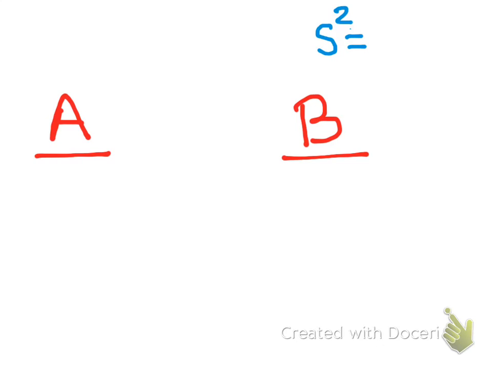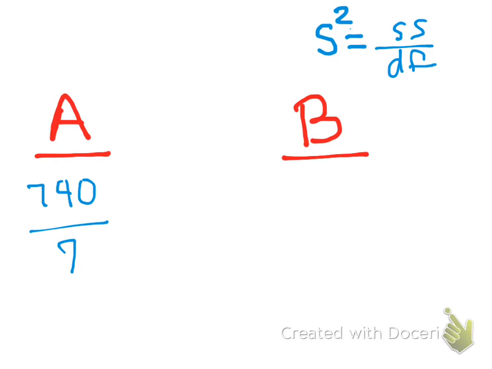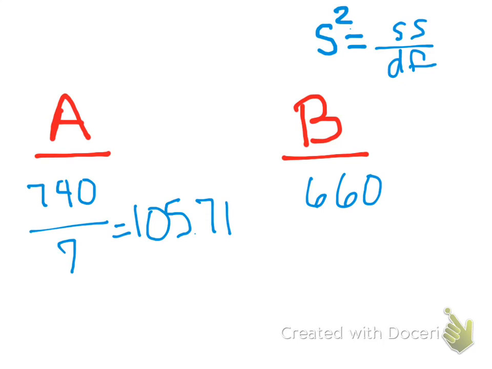Okay, first I need the variance for each sample. Now it's not given, but that's okay, I can calculate it. According to the tattoo I got this weekend, variance is sum of squares divided by degrees of freedom. So let's do that for each of our groups over here. All right, for A we have 740, and we have 7 degrees of freedom. That's going to give us 105.71. And for our type Bs, we have 660, also divided by 7, which is going to give us 94.29.